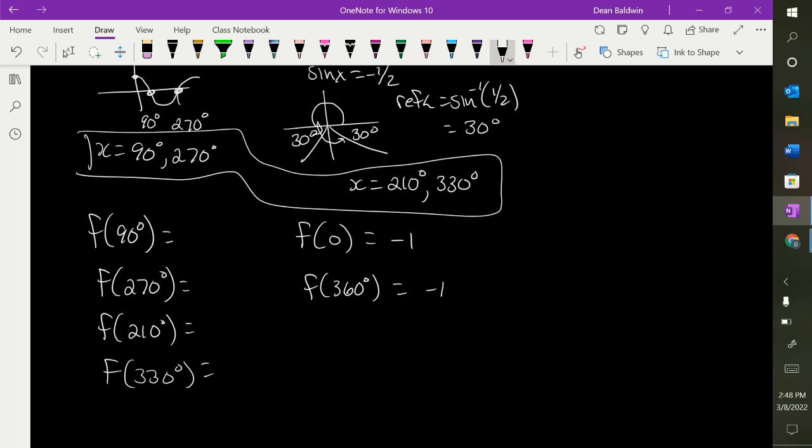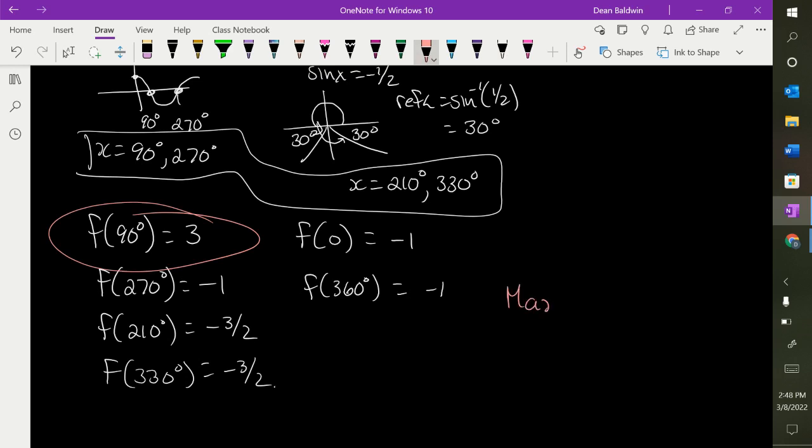F of 90 is 3. F of 270 is negative 1. This is negative 3 halves, and this is negative 3 halves. So, where's my max? What's the largest value? We have a max at 90. A max at x equals 90, and y is equal to 3.